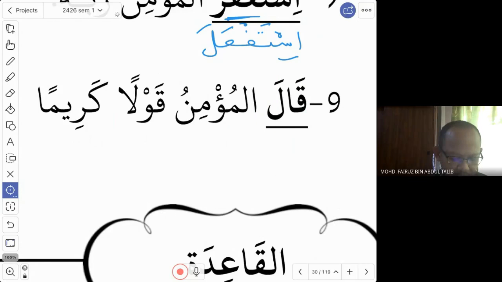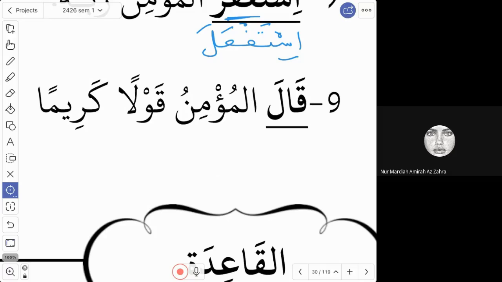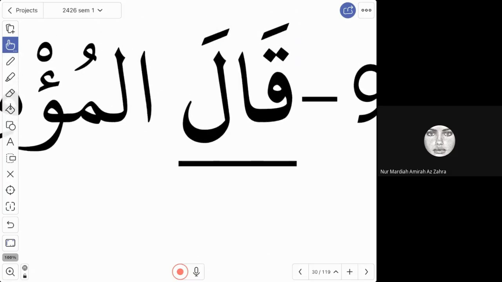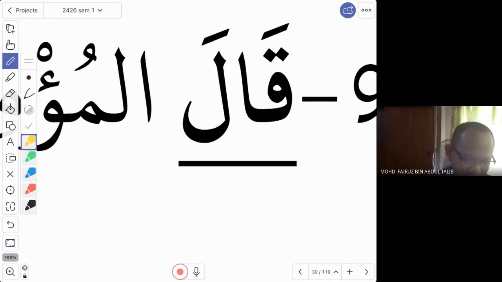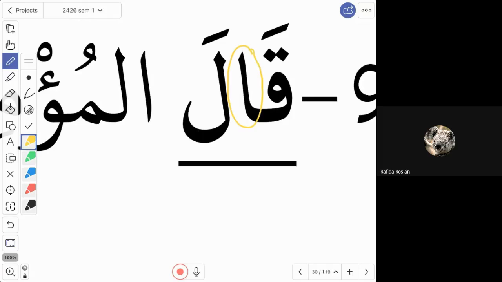A three-letter fi'il where we have alif in the middle. Do you have this? I think no, Ustaz. Yes, there's no wazan for this word. Why is there no wazan for this word? The reason is this letter, the alif.